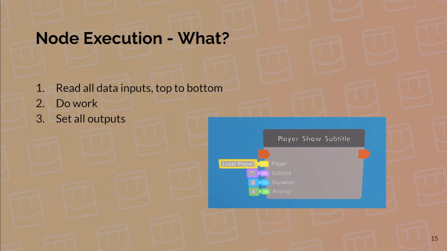It will then do its work. It will display the subtitle on the screen, and then it will set all of its outputs. In this case, the show subtitle node doesn't have any data outputs, so it actually doesn't have to do anything for that step. Here's a different example.